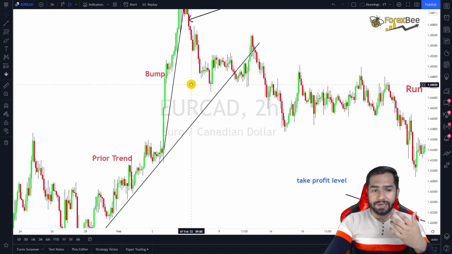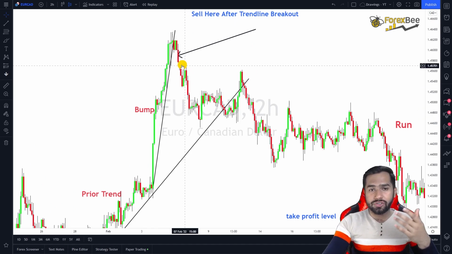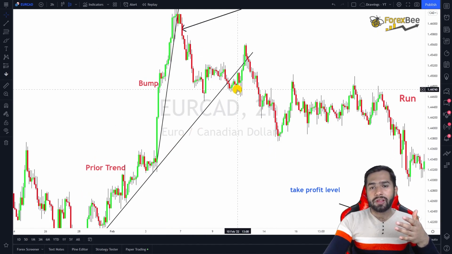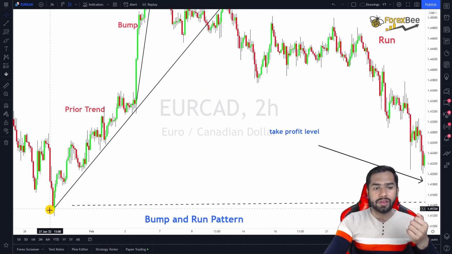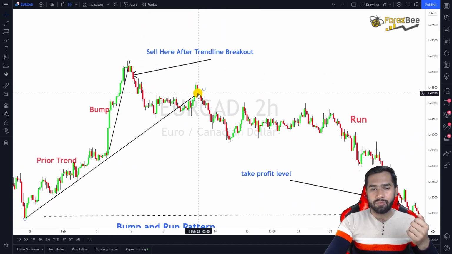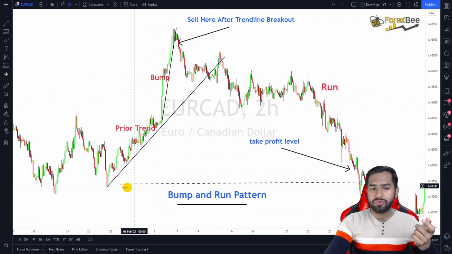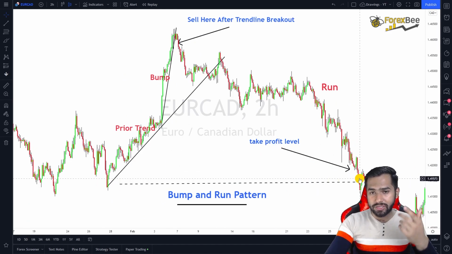Now after detecting this bump, we trade it as we discussed above. So we can take a short position here, or we can wait for this run to continue and break this trend line, which is formed by joining these higher lows. Once it breaks it, we can take the short position here and wait for the price to reach the beginning of this chart pattern, and that would be our take profit level.